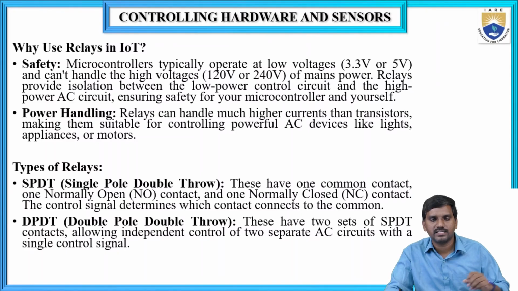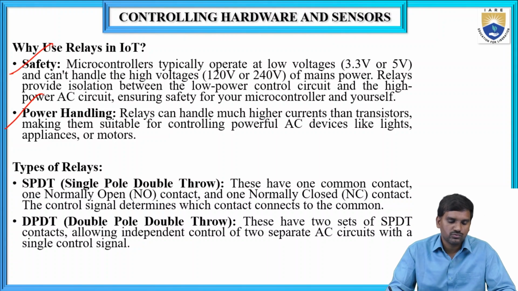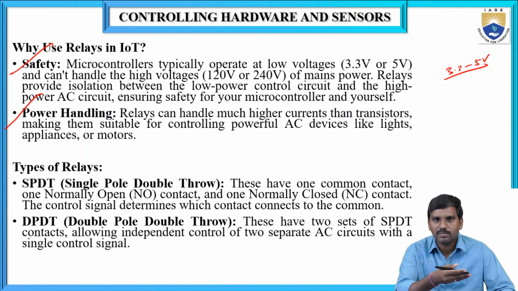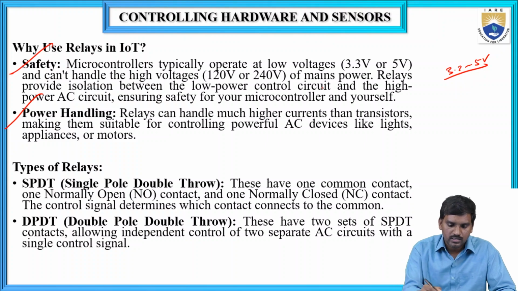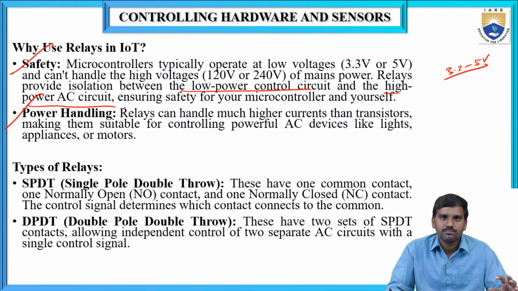Why use relays in IoT? The main significance of using relays in IoT is safety and power handling. These are the two main advantages of using relays in IoT. What is safety? The microcontroller typically operates at low voltage ranges, 3.3 volts to 5 volts, just like our mobile batteries, which also have a range of about 3.5 to 5 volts. It cannot handle high voltages, 120 volts or 240 volts, like that of mains power. The relay provides isolation between the low power circuit and the high power circuit. It keeps the high power AC circuit and the low power circuit separate. So that is the safety.